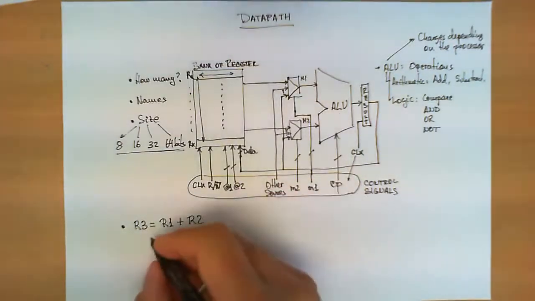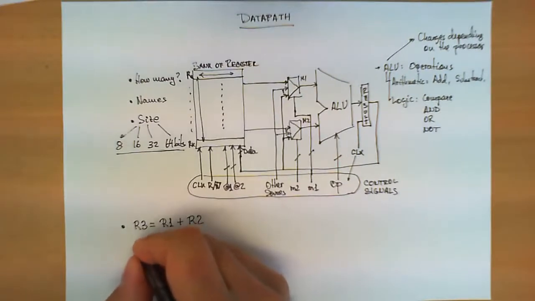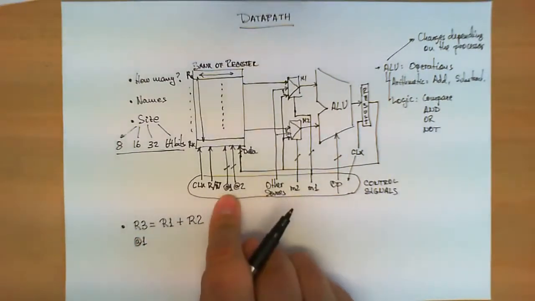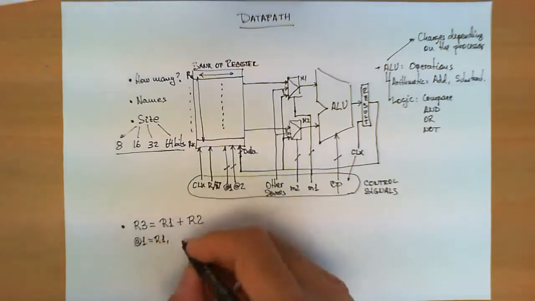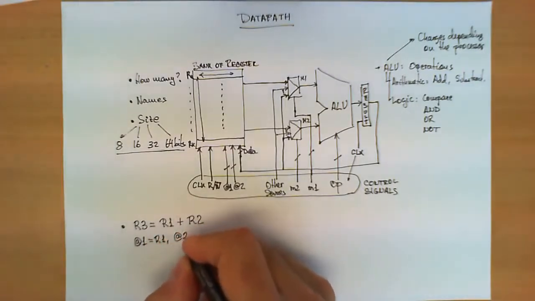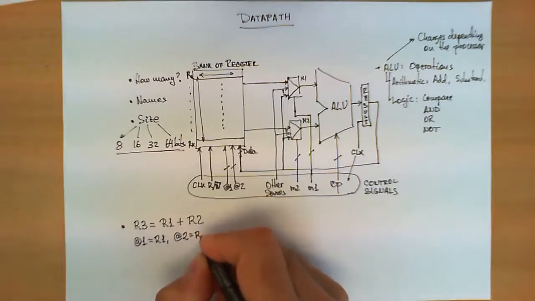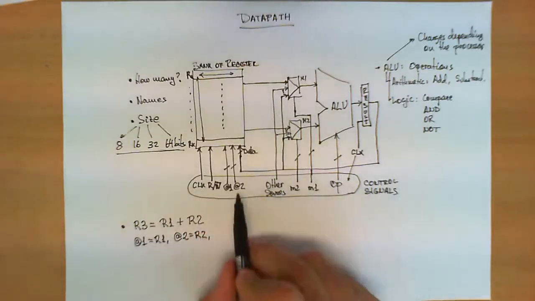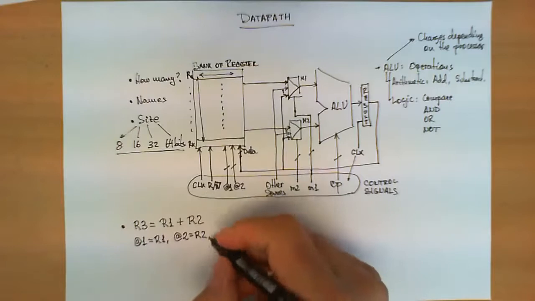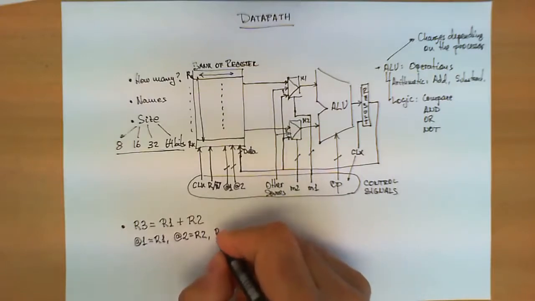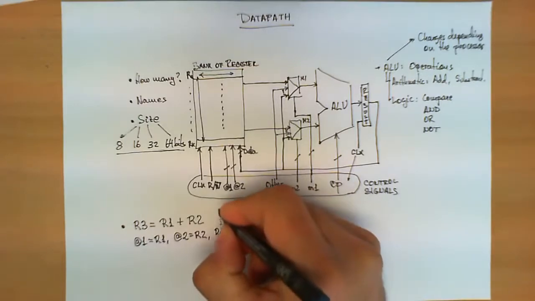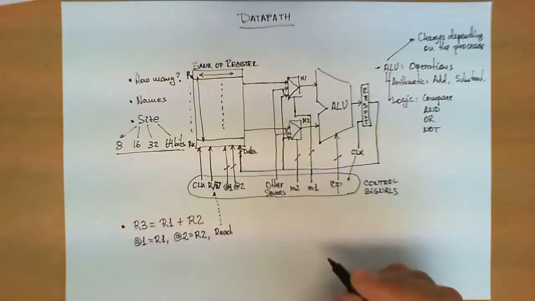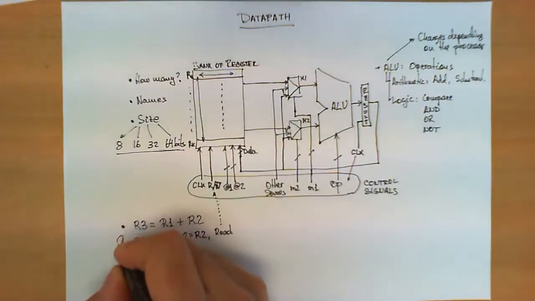We can represent that by saying that address 1, which is this control signal over here, will be the address of R1. Address 2 will be the address of R2, and the read-write signal should be set to read. This refers to this signal over here. This will be the first step.